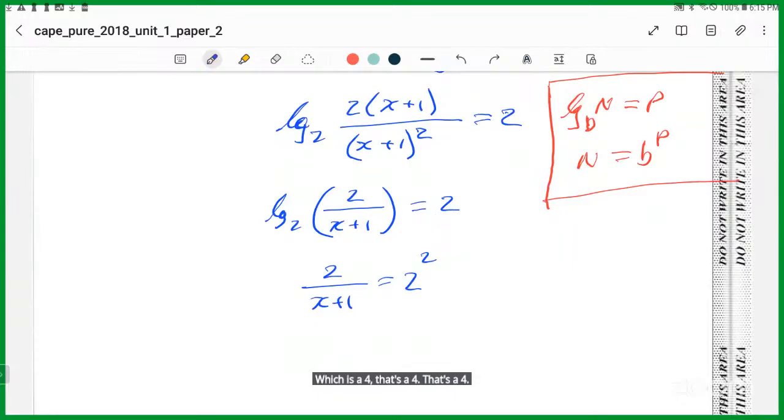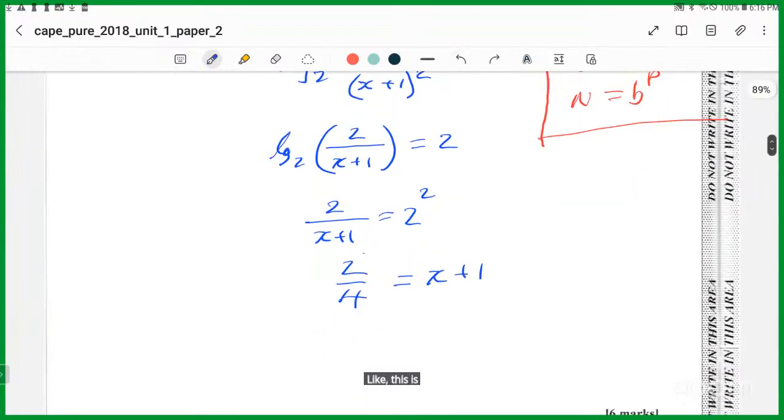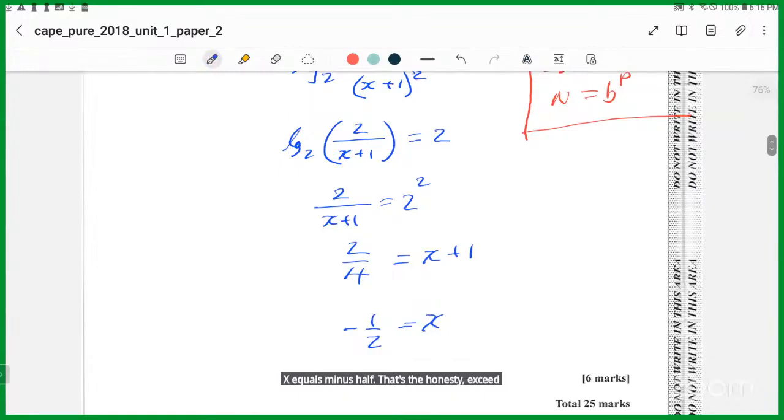I can multiply this up and divide by the 4. So we're going to get x plus 1 over here equals 2 over 4, which is a half. And if this is a half, I subtract a half, I get x equals half minus 1, which is minus half. So x equals minus half. That's the answer there. X equals minus half.